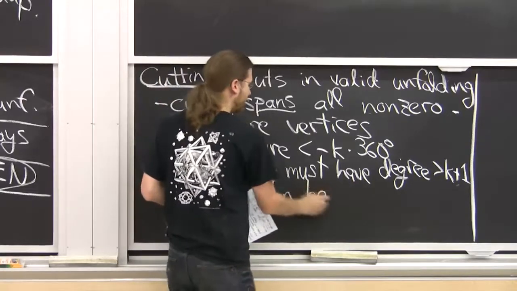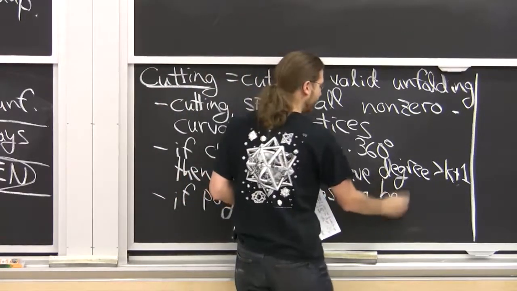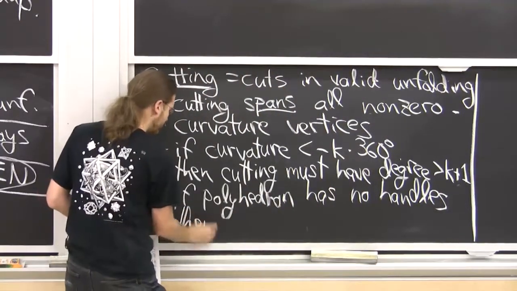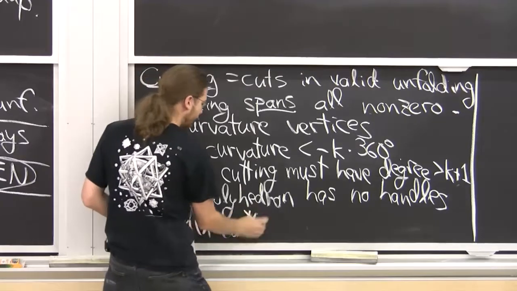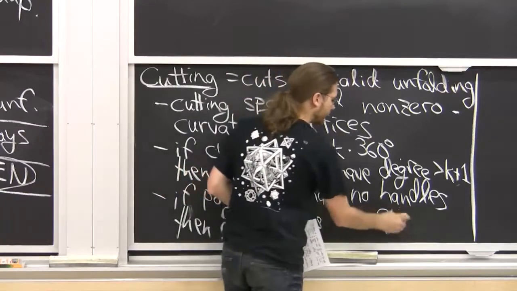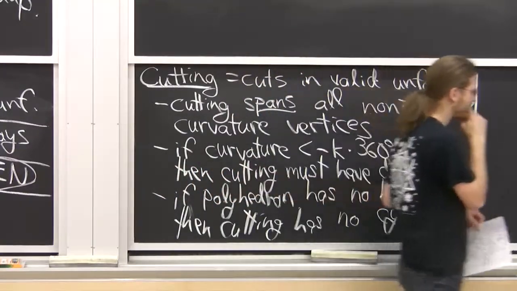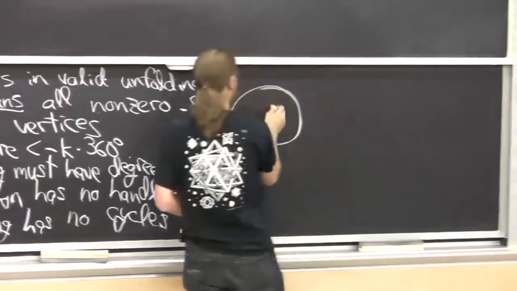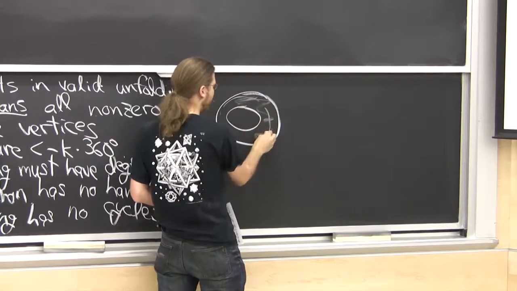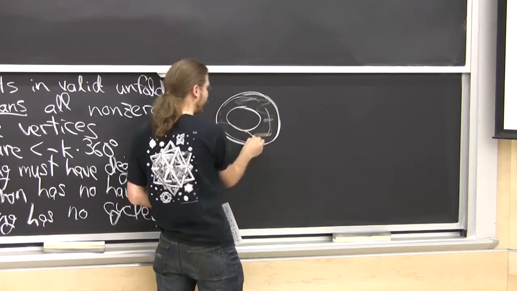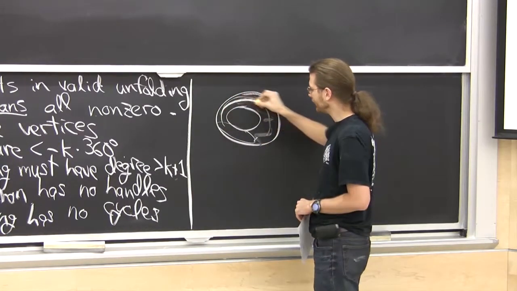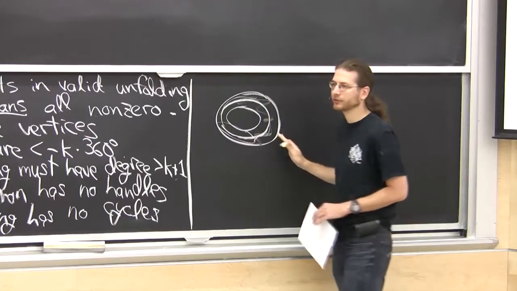If your polyhedron has no handles, then cutting has no cycles. A handle is something of higher genus. So if this is your polyhedron, we call this a handle. You have sort of a blob down here, and you have a connection from one place to the other. If you have a handle, you can have a cycle of cuts like this that does not disconnect the surface.